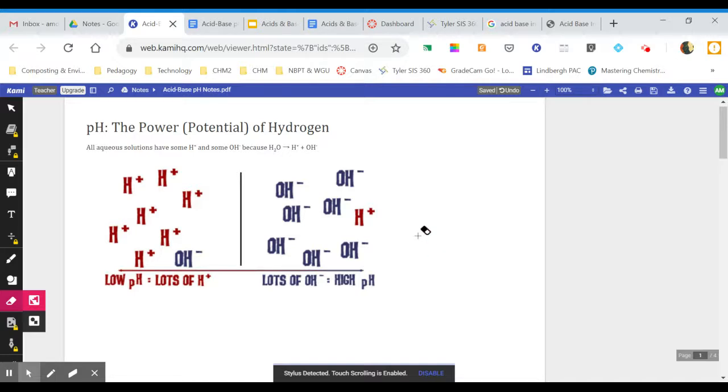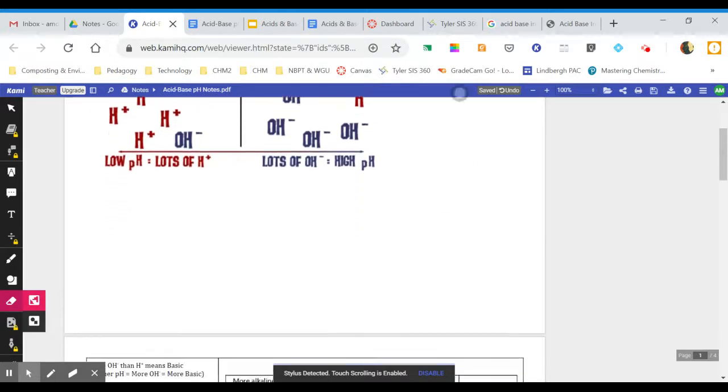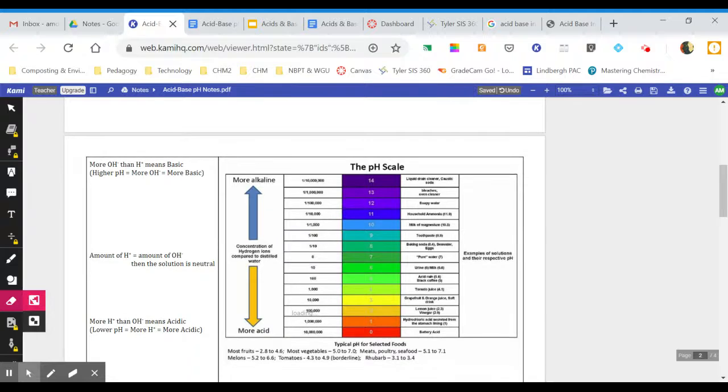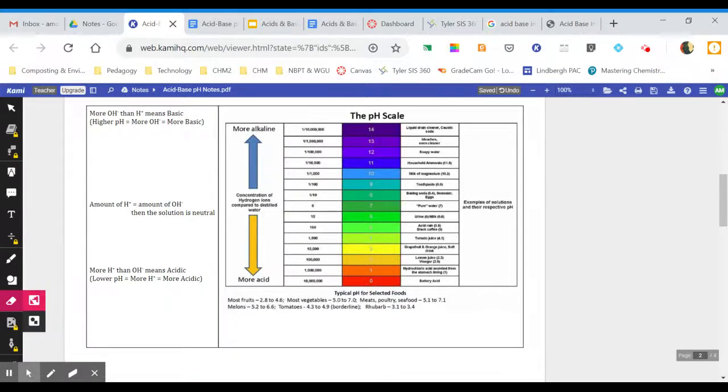So if I scroll down here, we can take a look at the pH scale. And again, you should be somewhat familiar from other science classes about the pH scale, but I've laid it out here for you. The things that have a high pH are things like drain cleaner and bleach and that sort of thing. Soap is actually a base. And they generally have high pHs.